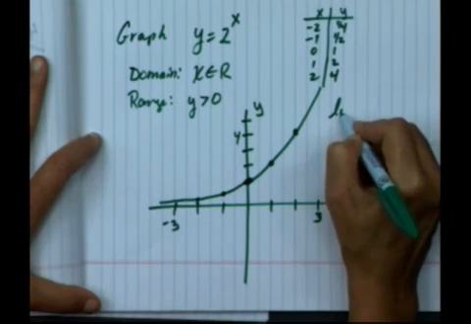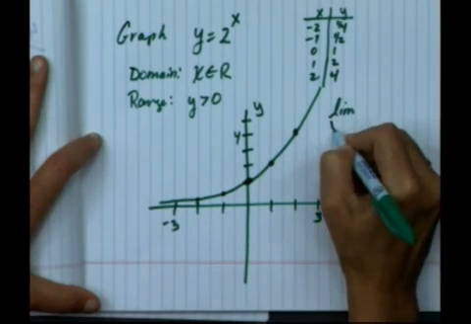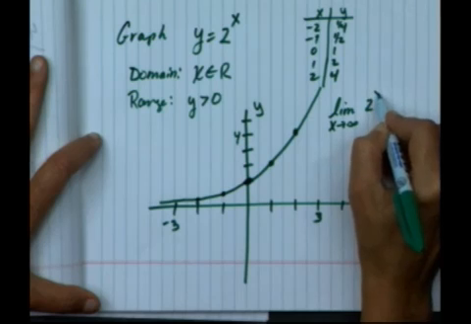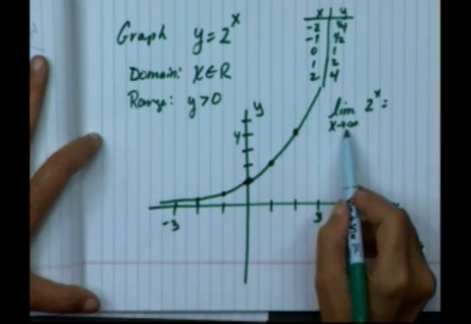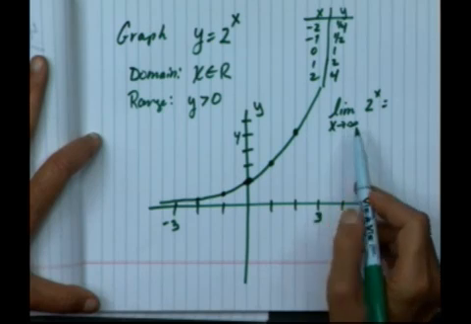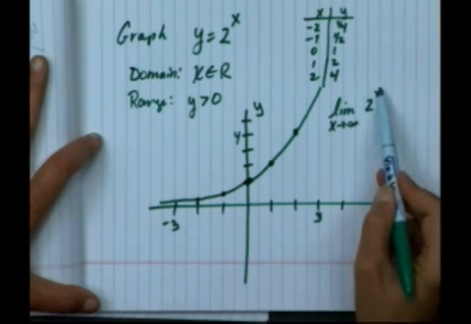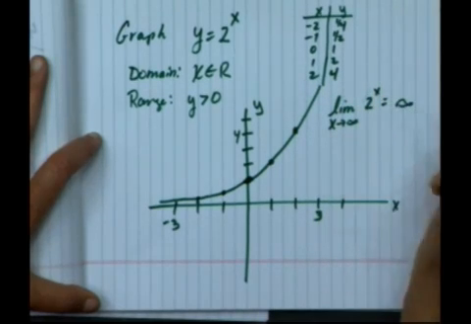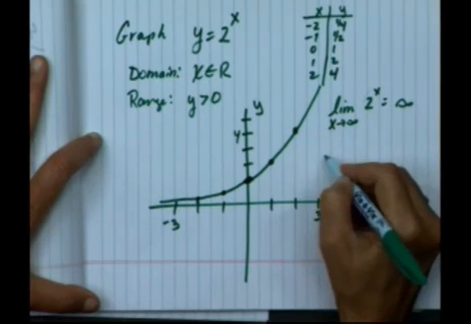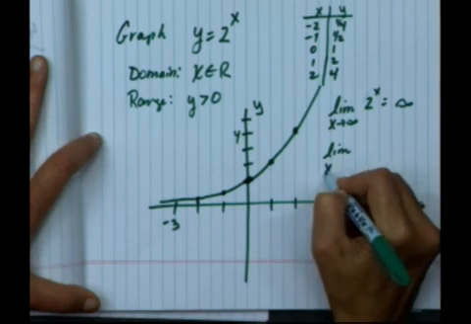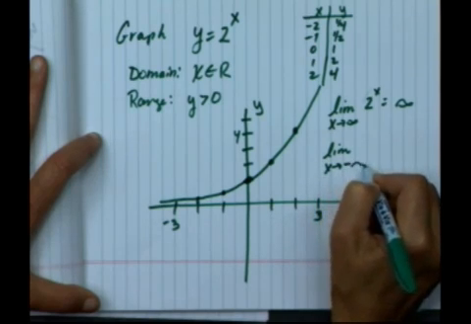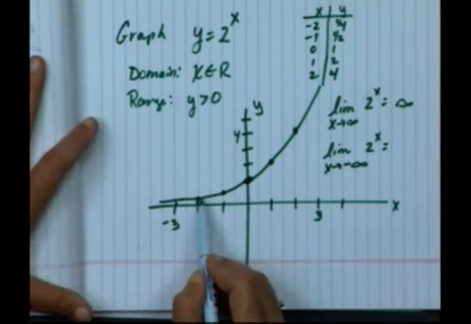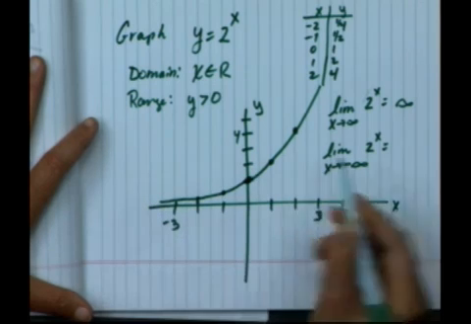I'm going to use the word limits. What's the limit as x approaches infinity of 2 raised to the x? As x gets really, really big, what is the y value getting close to? Everybody just says infinity. What about the limit as x approaches negative infinity of 2 to the x? Where's this thing getting closer and closer to? 0.